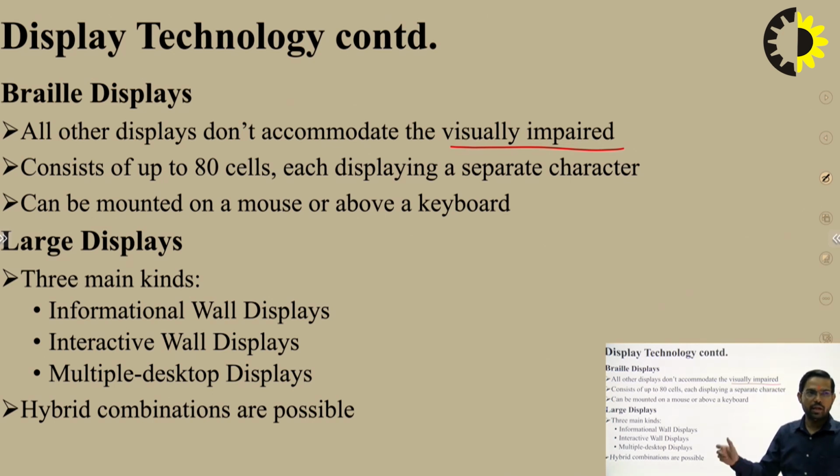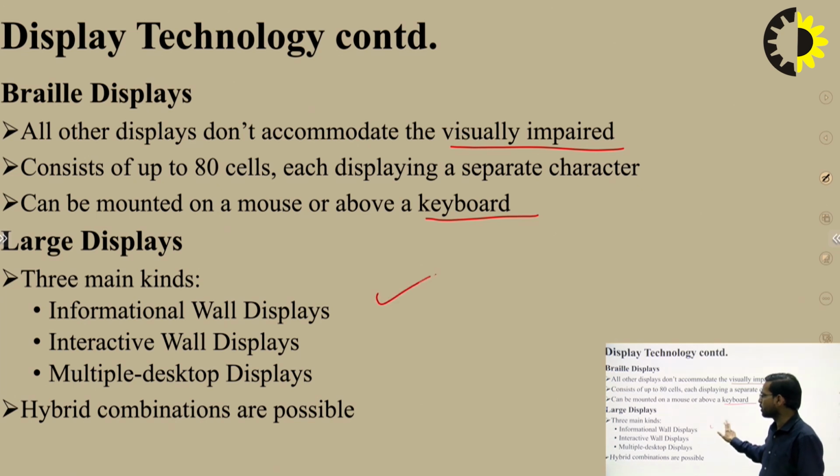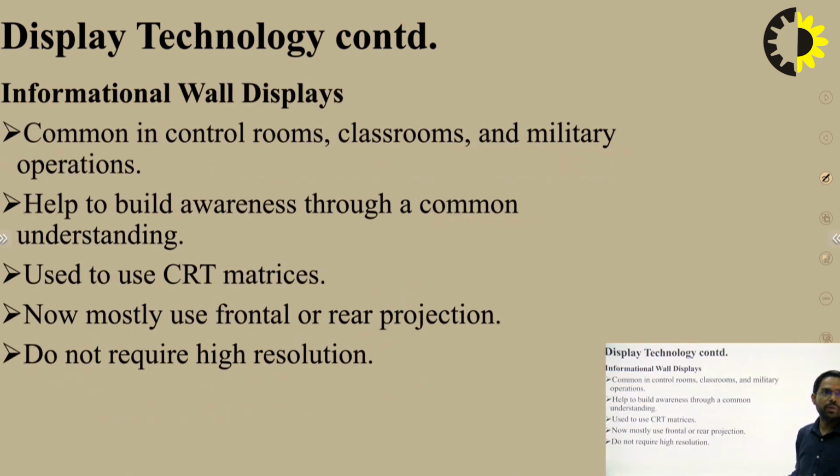Each displays a separate character and can be mounted on a mouse or the keyboard. That is used basically for visually impaired students. Large displays: a lot of large displays are there, such as informational, interactive, multiple desktop, and a hybrid combination of all these. That is called large displays.